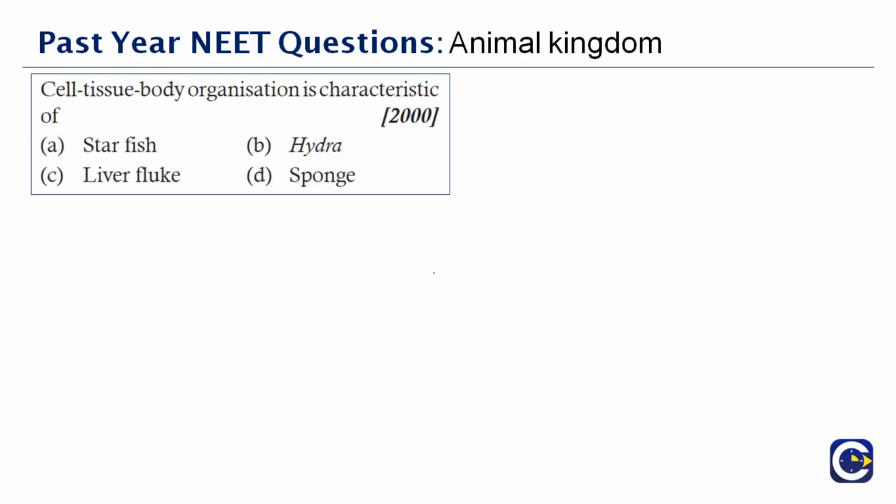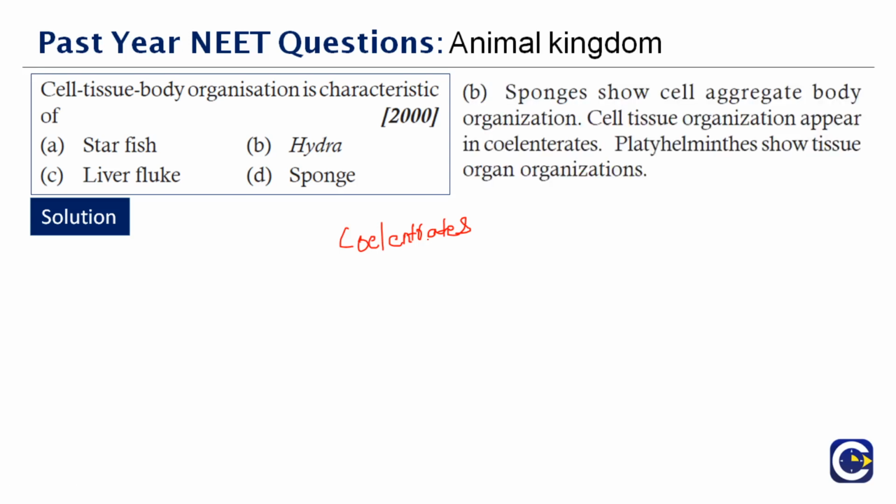Next question here. Cell tissue body organization is a characteristic of dash. This is again an easy question for you to answer. Sponges show cell aggregate body organization. When it comes to cell tissue organization, it appears in coelenterates, while platyhelminths show tissue organ organization. Out of the four, the correct answer is option B, Hydra. So which shows cell tissue body organization is Hydra.